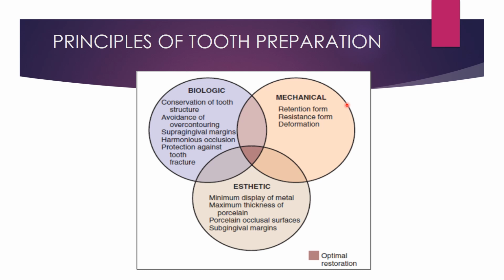Okay, coming to the third one is the aesthetic. So it has minimal display of metal. There is less maximum thickness of porcelain. Porcelain should have an occlusal surface, and there should be subgingival margin where it is indicated, guys. Okay, when you use all the three principles properly, you'll have an optimum restoration.